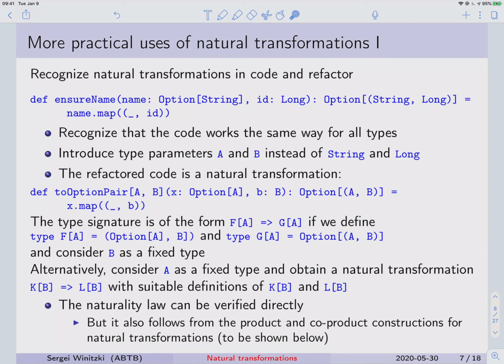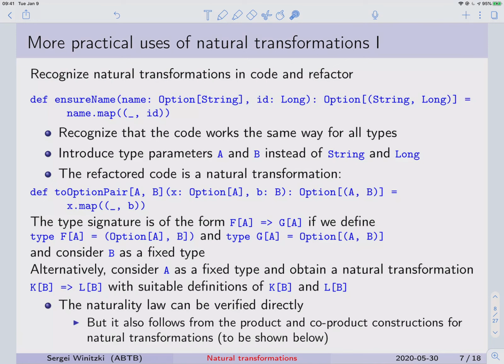So here's an example of what I would do if I saw code like this. So suppose I have some kind of function that has argument of this type and argument of that type. So it's some kind of name that could be present or absent, and an ID is always present. And I want to make sure that the name is present, and if it's not present, I want to return empty option. So I want to return this as a result. So it's easy to implement this function. I just map on this option and construct the pair like this.